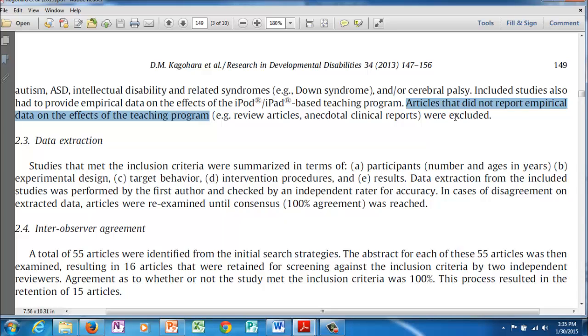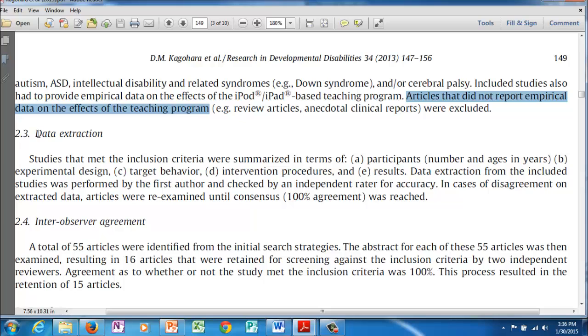So in other words, it shouldn't really have been about perceptions, like the teacher's perceptions. They wanted evidence that the instruction using the iPad helped teach some kind of skill to the students. So they wanted data that showed the improvement of skills. So if it was an anecdotal report or if it was a review article, those were not included in their literature review.